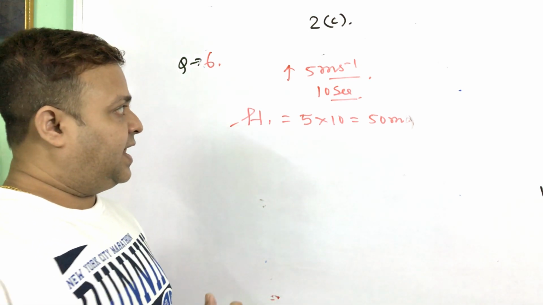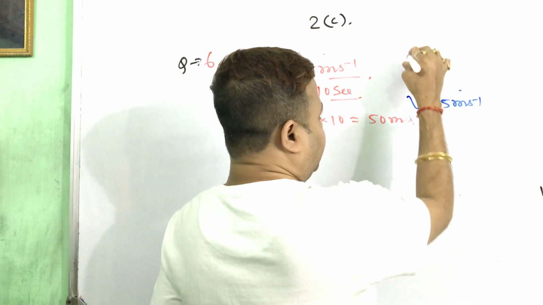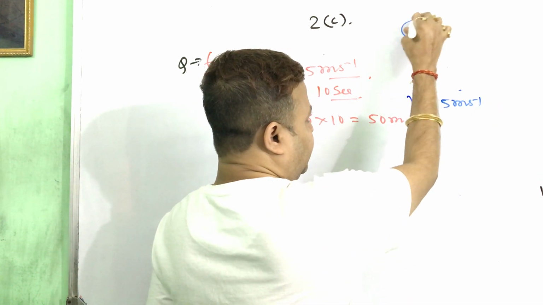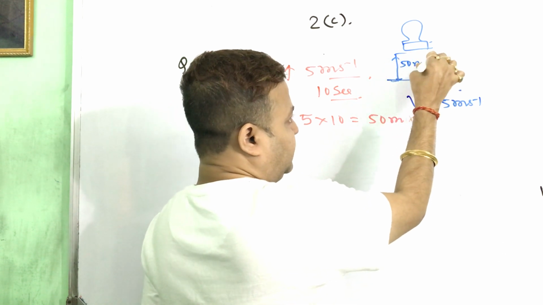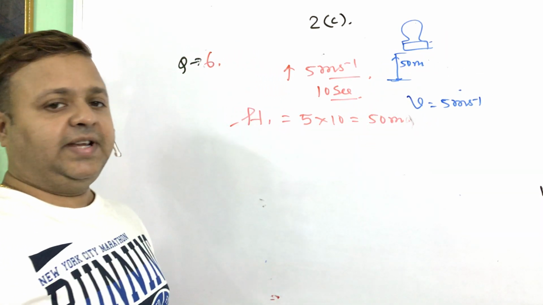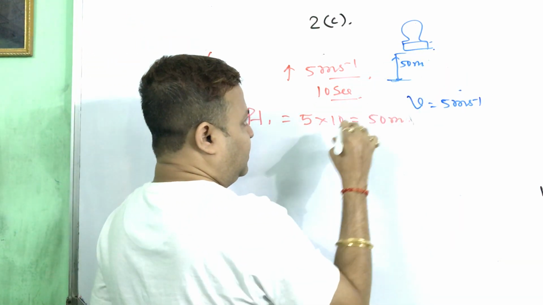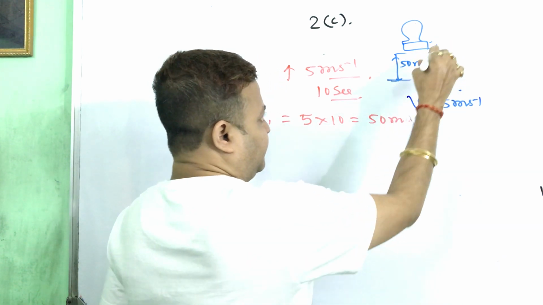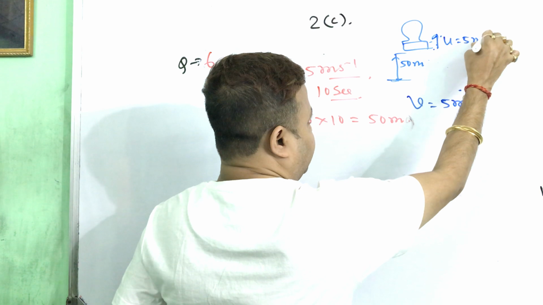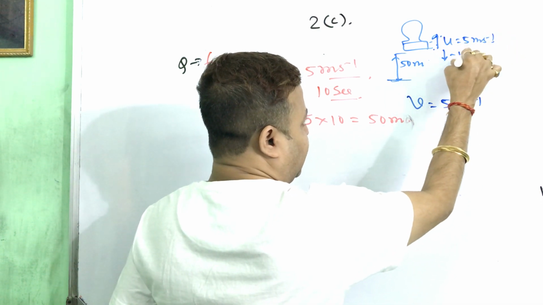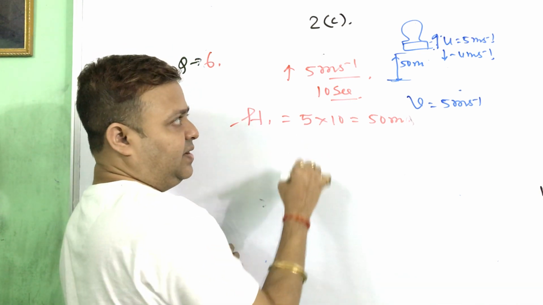And the velocity at a height of 50 meter is equal to 5 meter per second. When the body is dropped, the speed of the body is the same as the speed of the balloon, which is u, 5 meter per second in the upward direction, so we can write minus 5 in the downward direction, according to the vector concept.